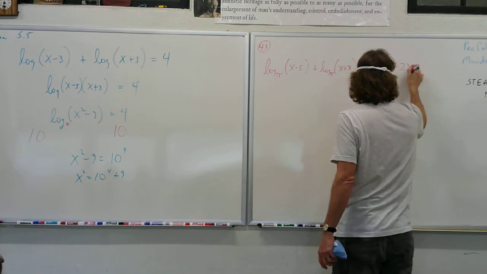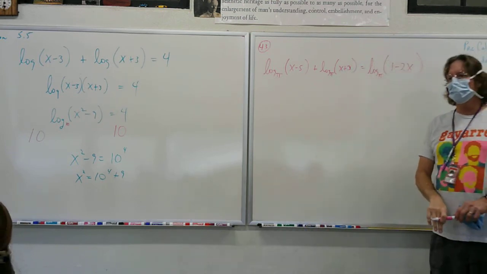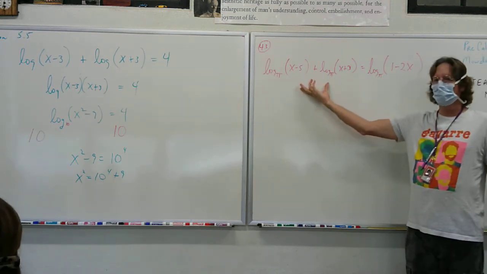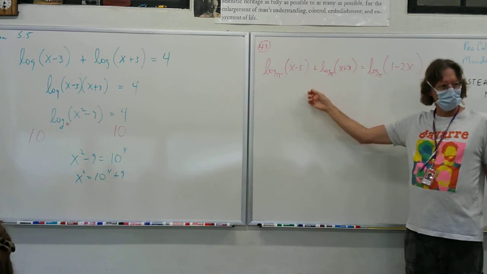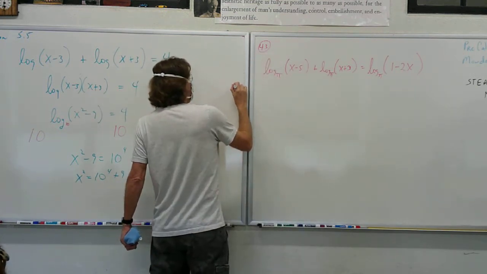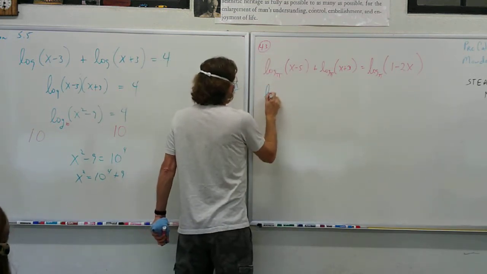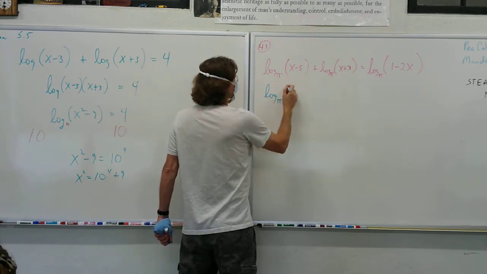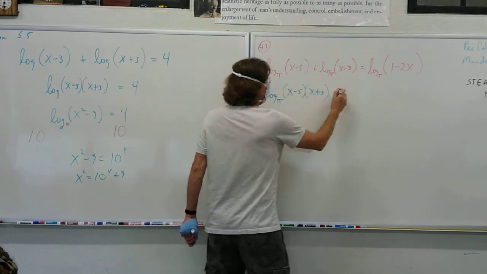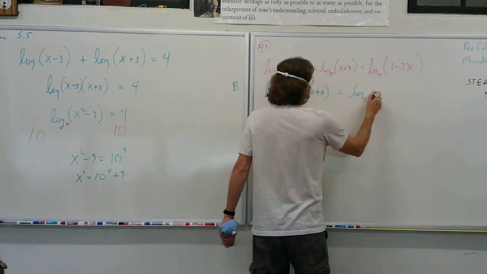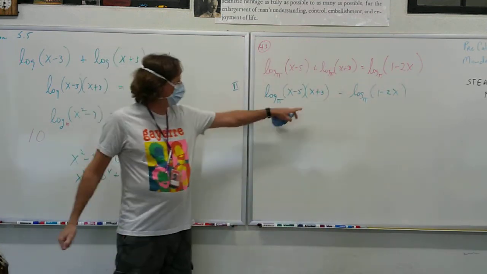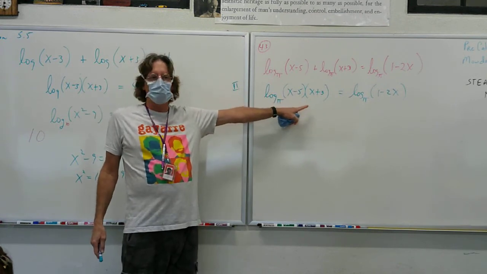Now, the catch is you can't use rule number 5 yet. What do you have to do to these two right here? Combine them. Use rule 6. Combine them. Log base pi of x minus 5 times x plus 3 equals log base pi of 1 minus 2x. And probably what you should do is go ahead and do what? Multiply these out using distributive property.